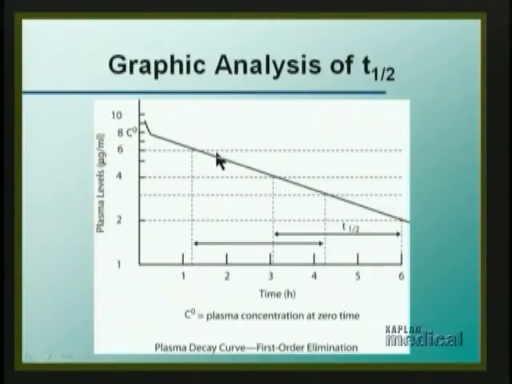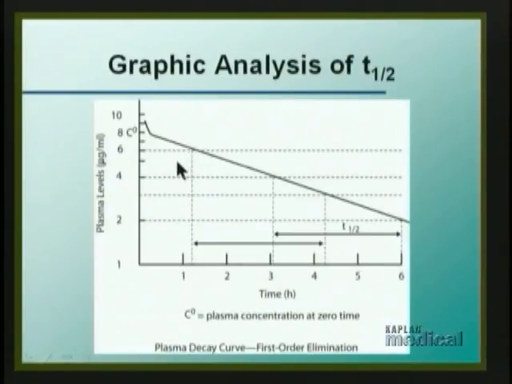Now, as to trying to find the half-life as a value, how many hours does it take to get rid of 50% of the drug? Well, it's fairly simple to use that diagram. You know that one half-life is the time it takes to get rid of half of the drug.